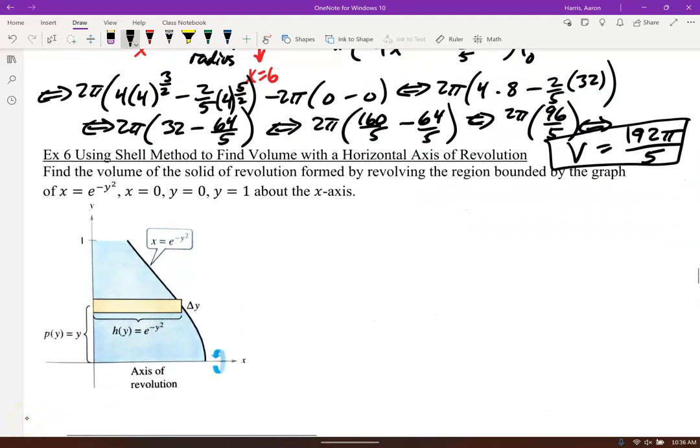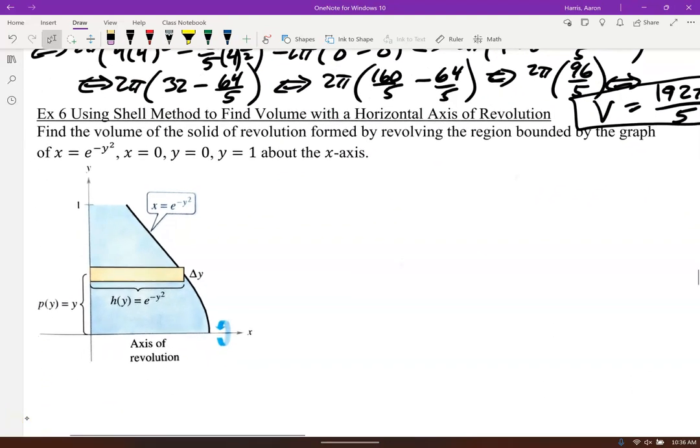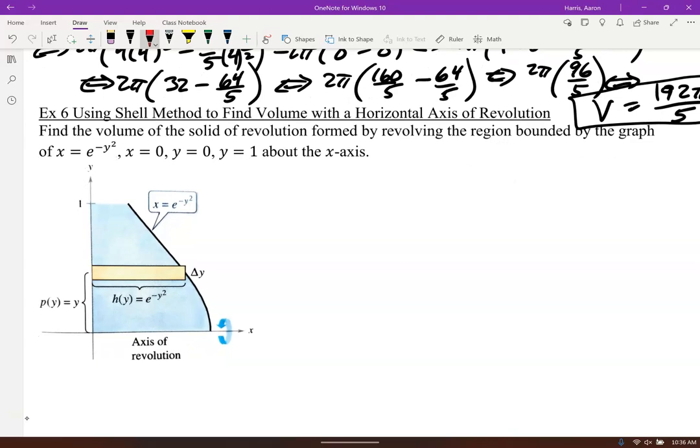All right, let's do one now with a horizontal axis of revolution. So this one's going to go about the x-axis. You can see my little arrow there. We're going to spin it, and so we want to slice it parallel to that horizontal axis of revolution. And our bound is, so here's our x being e to the negative y squared. So x is already solved for. X is in terms of y, so that's nice. And that's already solved for that curve.